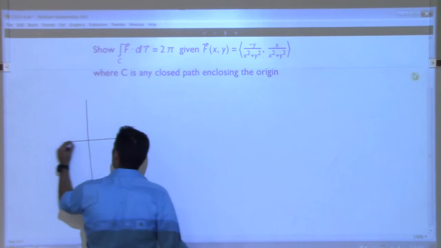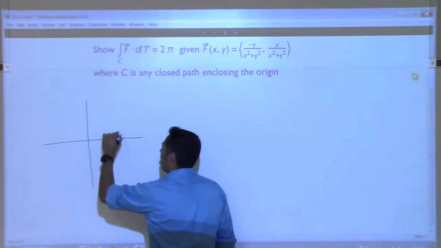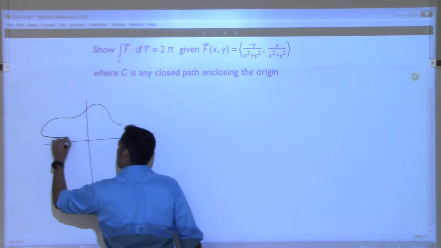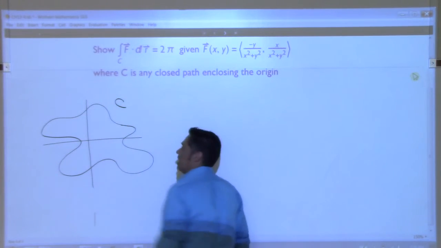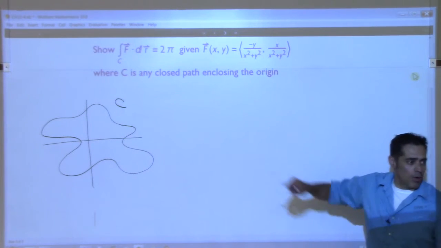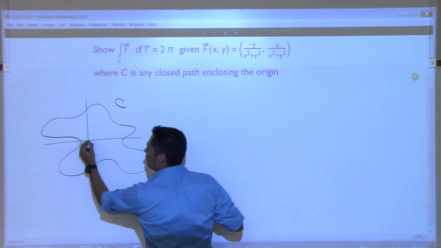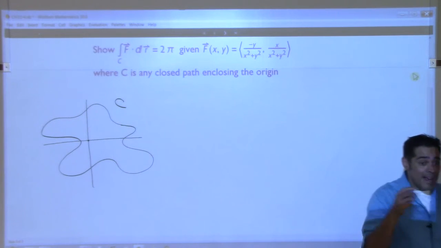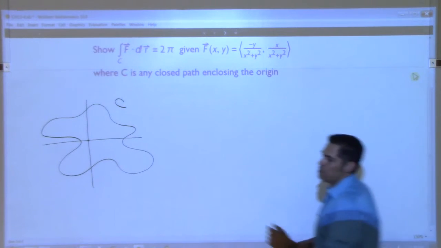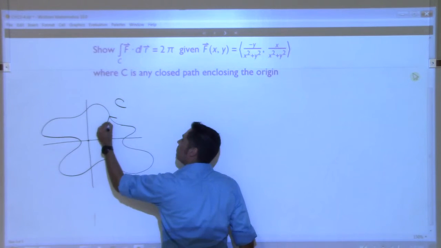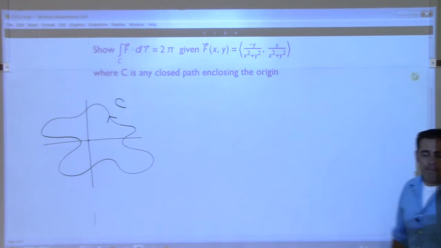We are going to take any path you want. Just imagine you have any path. We're going to call it C, as long as the origin is in here. So the origin has to be inside the path. It cannot be on the path. I think that's implied by the wording. C is any path that encloses the origin. With me? Okay, we're going to assume positive orientation here for C. So C is positively oriented.